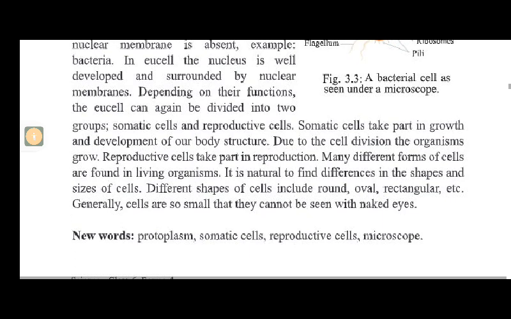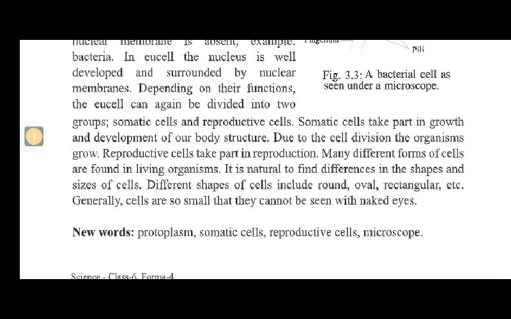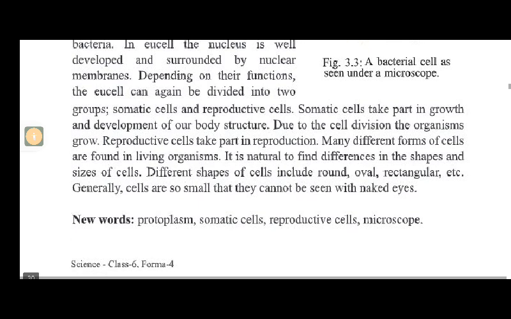Depending on their function, the eucell can again be divided into two groups: somatic cell and reproductive cell. Somatic cells take part in the growth and development of our body structure, due to cell division and organism growth. Reproductive cells take part in reproduction.